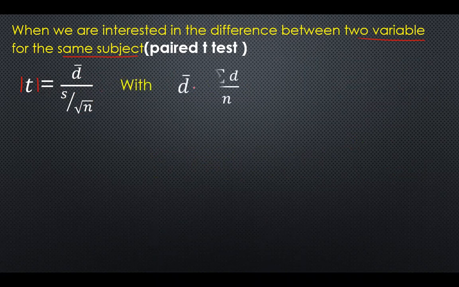D bar is nothing but the average of the differences. For example, I have two values, X and Y. I find X minus Y and treat this as D, and for this D column I find the average. That is what D bar is about, just like an X bar.